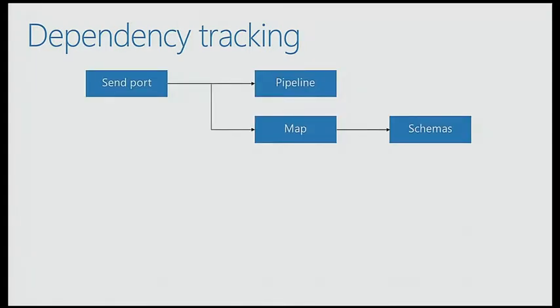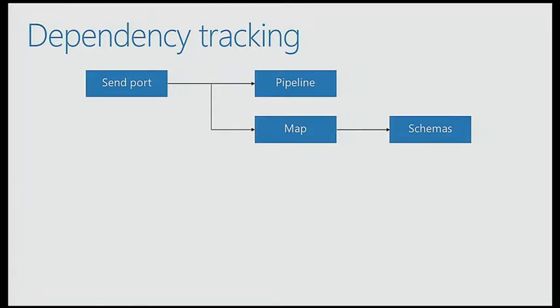Let's take the notion of dependency tracking. This was in 2013, and the reason is that in BizTalk Server, you have multiple artifacts. Let me take the example of a send port which has a pipeline and a map, and the maps have schemas. The forward dependencies are always clear: a send port has a pipeline, a send port has a map, and the map has a schema. It works on a schema, etc.